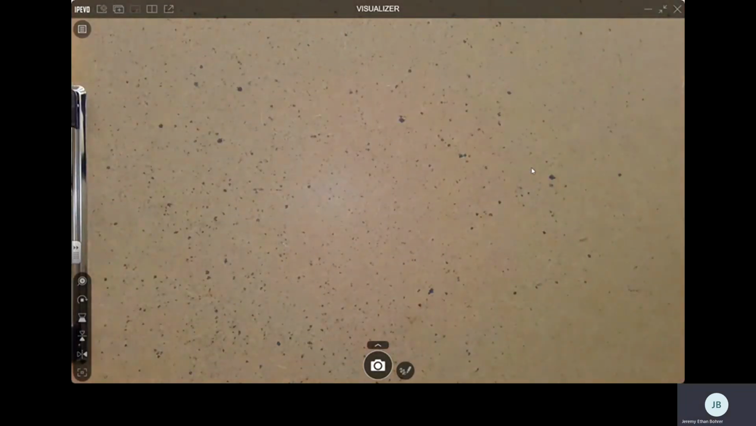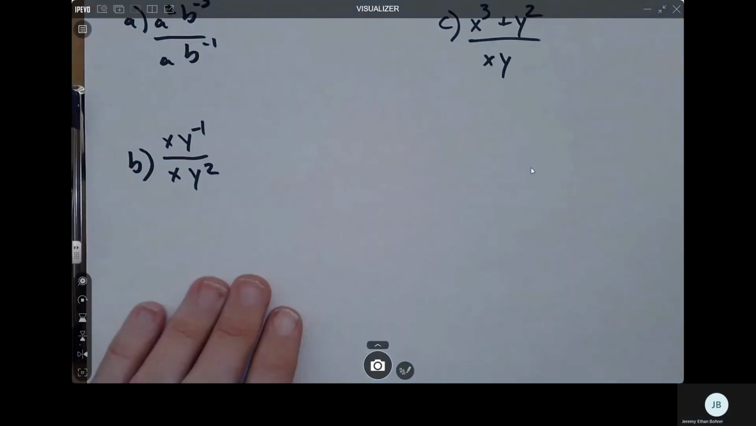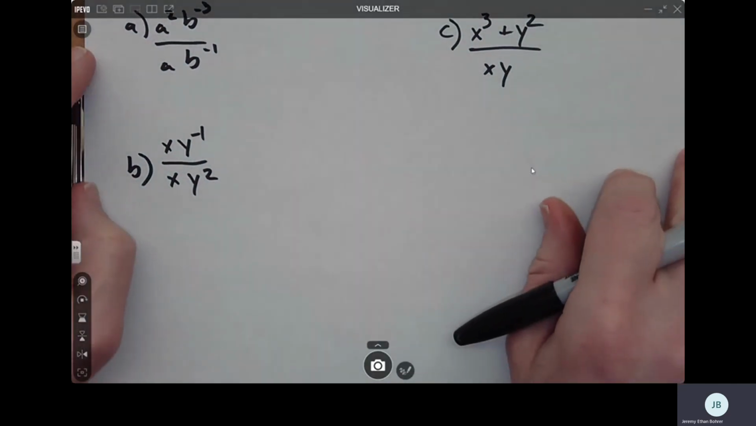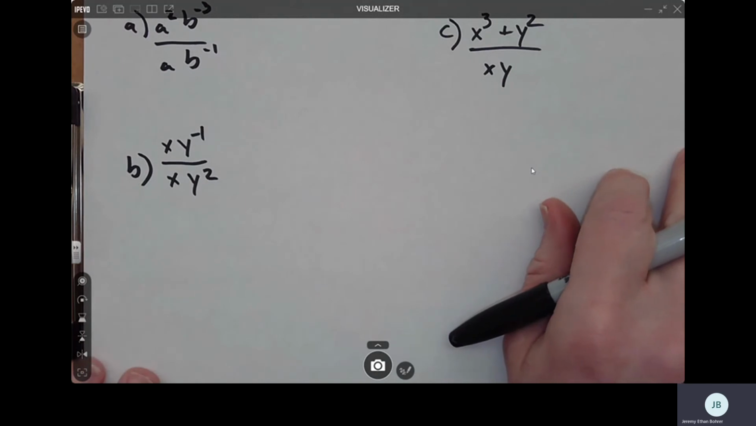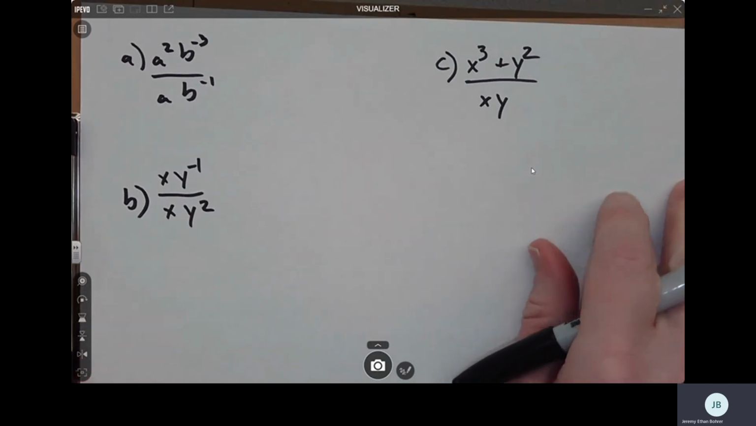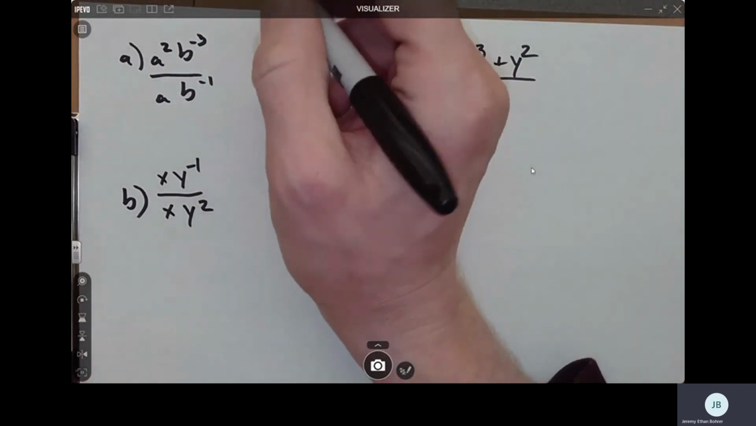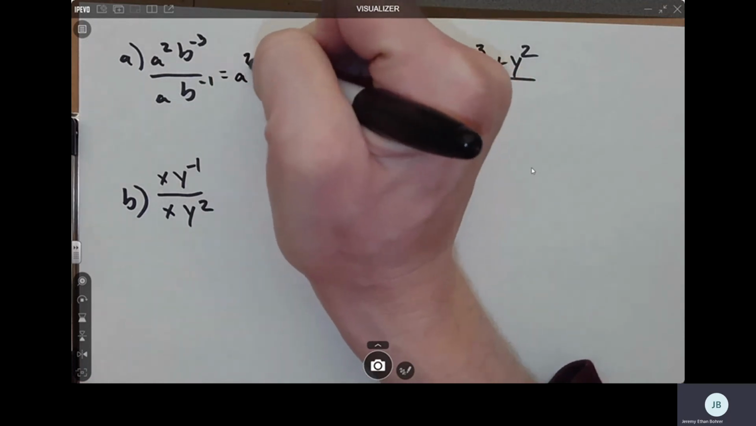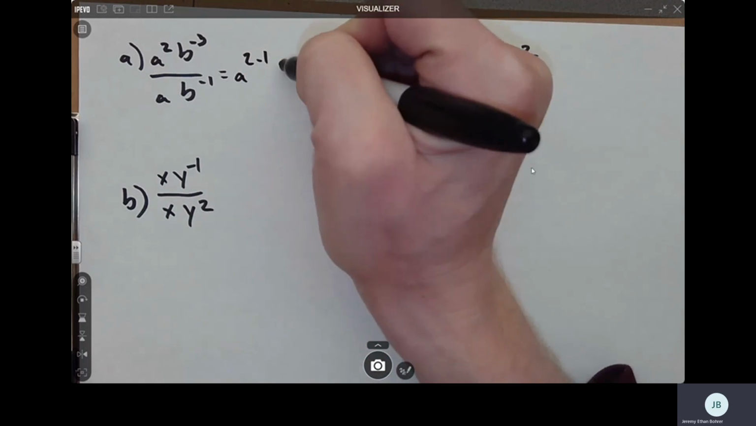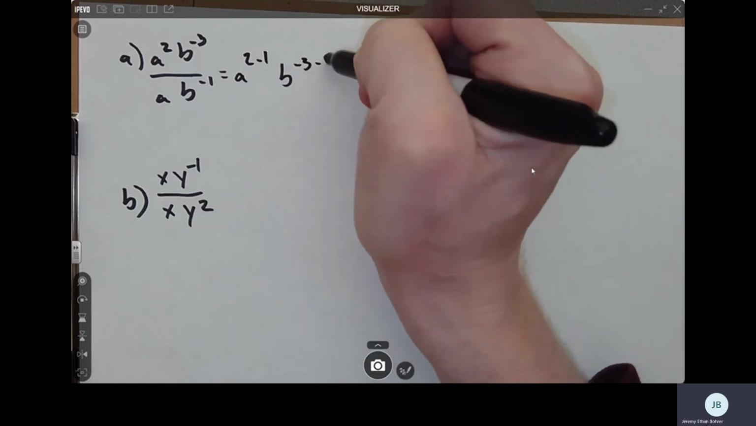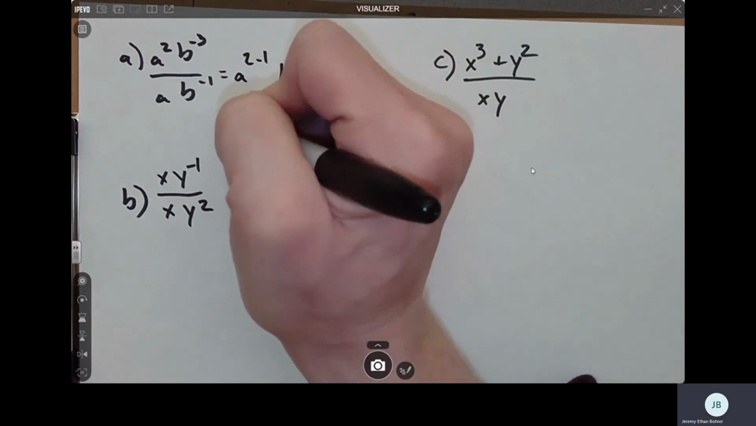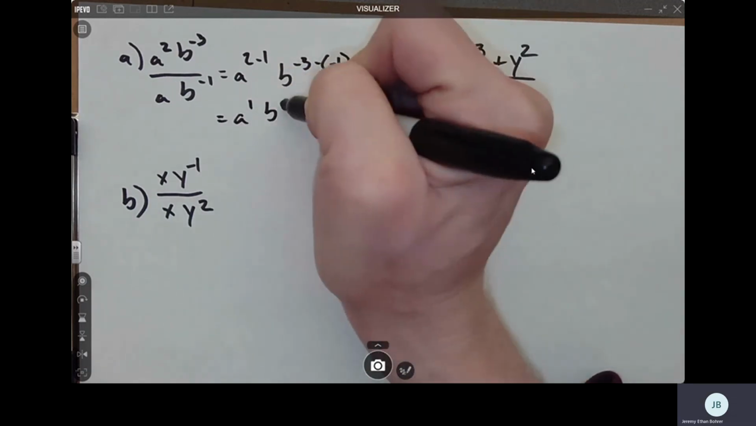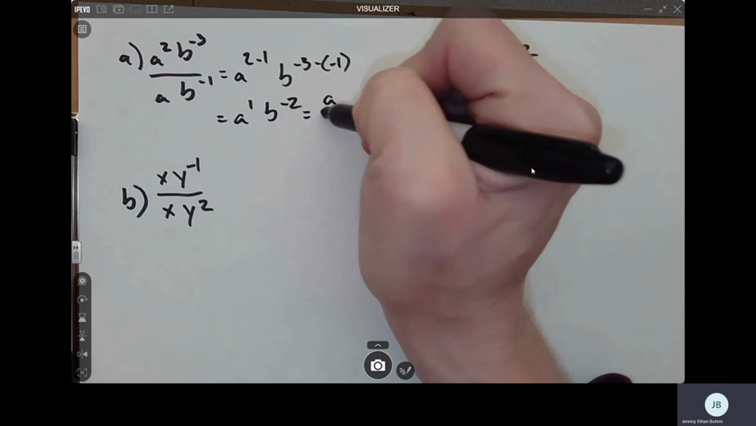The next set of problems, we're just simplifying these and making sure that all of our answers have positive exponents. So a squared b cubed over a b to the negative first, that's going to be equal to a to the 2 minus 1 times b to the negative 3 minus negative 1, gives us a to the first times b to the negative 2, or a over b squared.